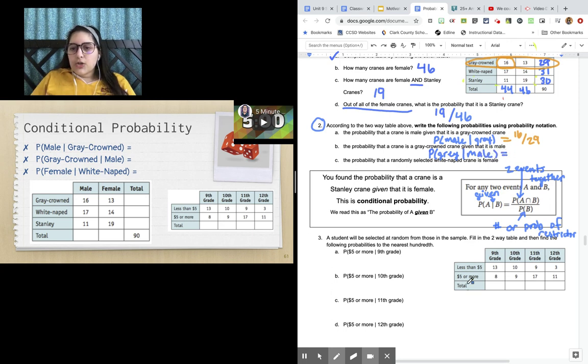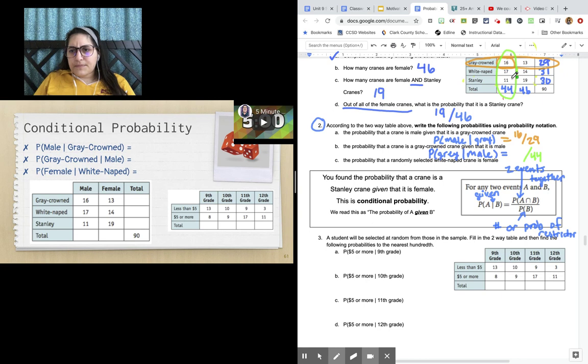Okay. So what that means is my restrictor category changed, right? So instead of saying this is my restrictor category, I'm saying male is my restrictor category this time. So 44 is the total in that category. So that's what goes on the bottom.